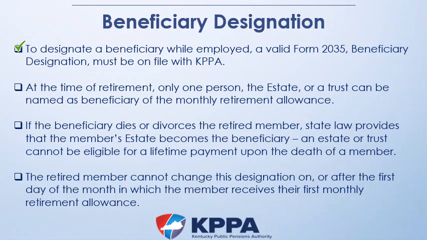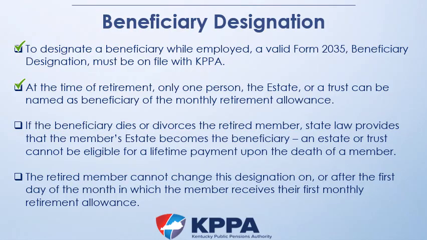This can be changed at any time up until you are retired by completing a new Form 2035, which can be found on the KPPA website at kyret.ky.gov. At the retirement, you may only name one person, your estate, or a trust as the beneficiary of your monthly retirement allowance. Up until you retire, you may name as many principal and contingent beneficiaries as you wish, but once you retire, you must select one principal beneficiary and understand the contingent beneficiary is defaulted to your estate.